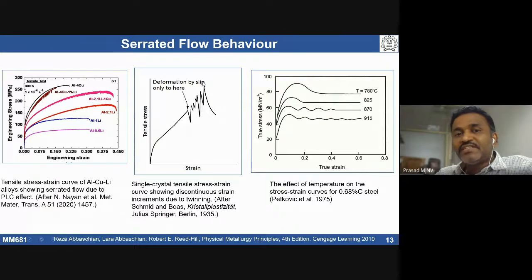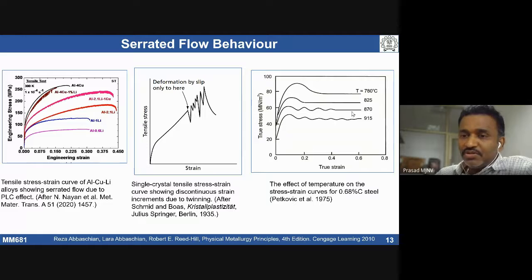Some material, when it was deformed, we do see this kind of serrations in the stress-strain curve. And when around 0.68% carbon steel was deformed at a particular strain rate, we do see this kind of serrations in the stress-strain curves. So even deformation twinning and deformation-induced martensite will give you some serrations in the stress-strain curve.